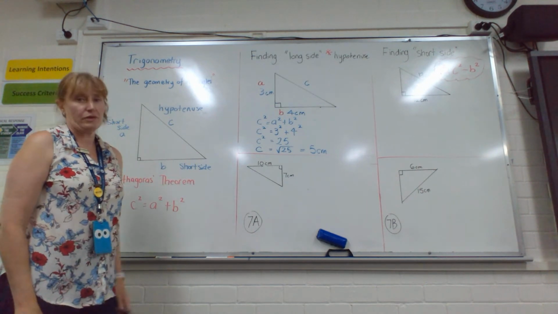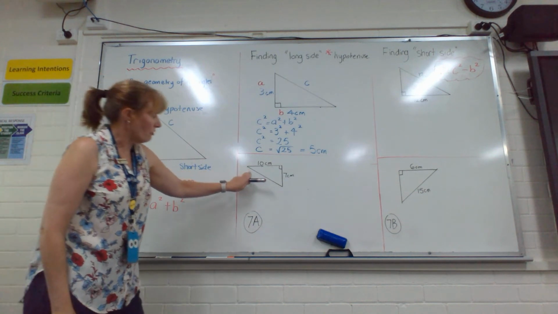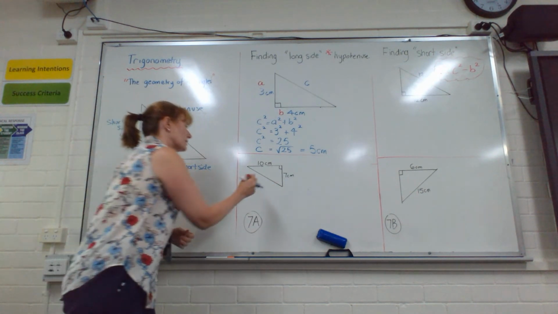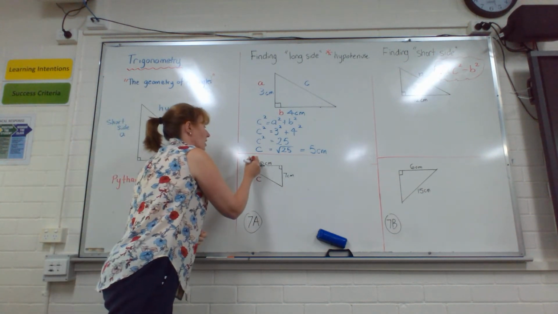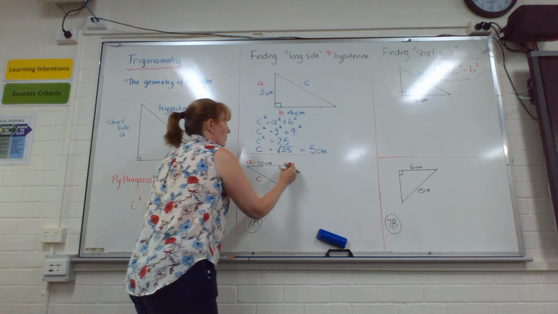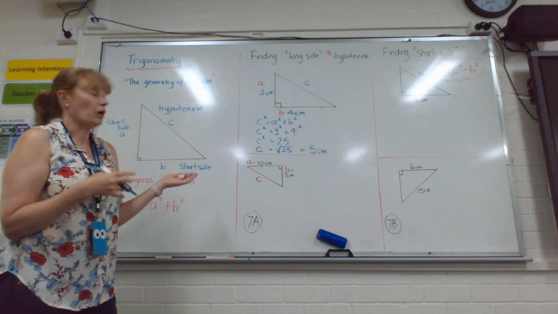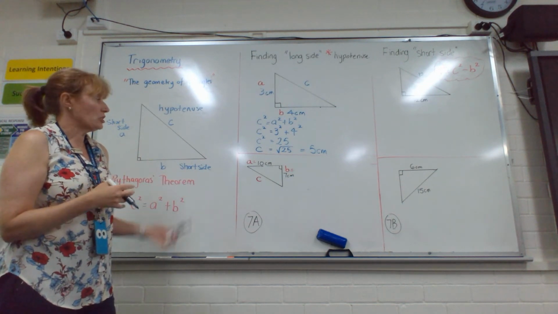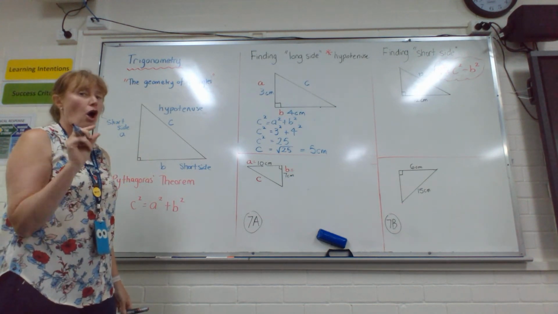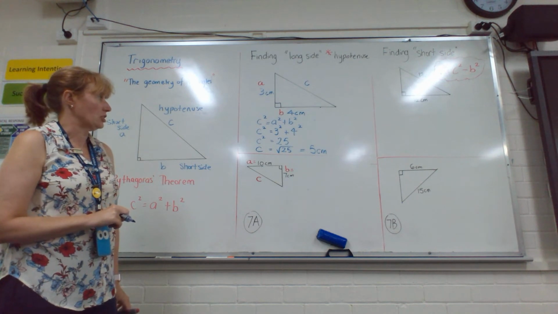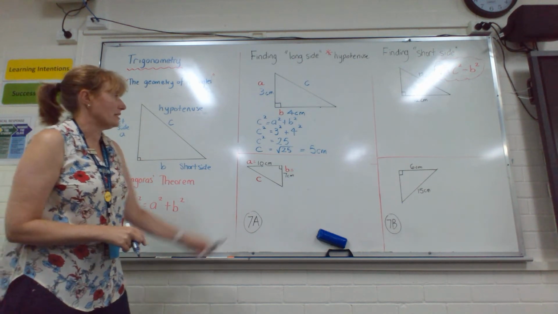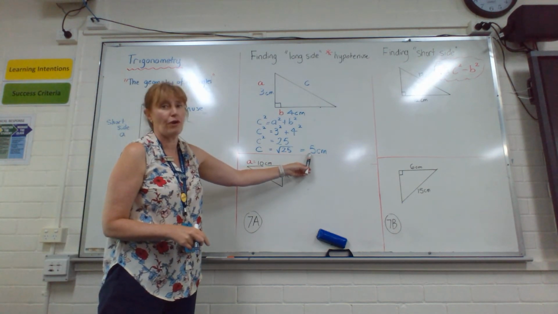Now, I've got another question, very similar. We're still finding the longest side, so we're going to start by calling that C, and we're going to call this one A, and we're going to call this one B. Now, you can stop and have a go at this yourself if you like, or you can just work along with me. There's a tiny bit of difference in this question, and the only difference is that we don't get a nice whole number for our answer.